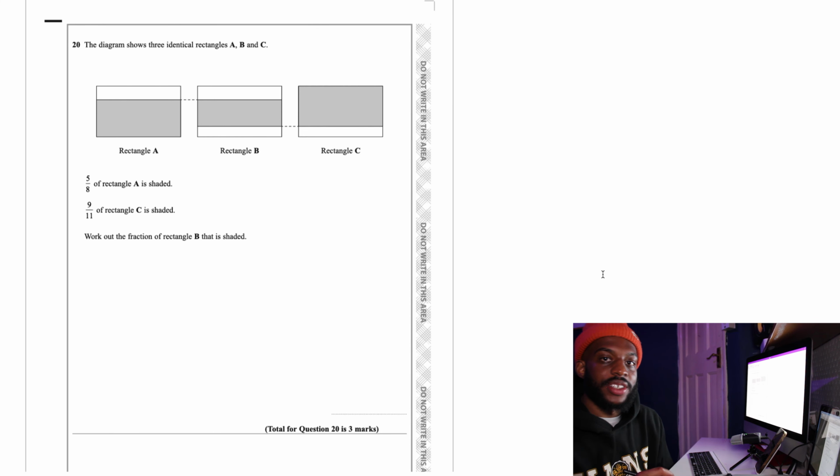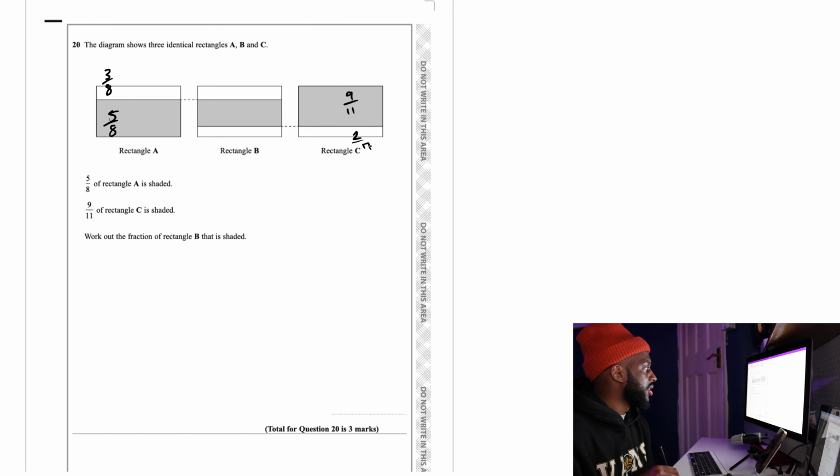Okay, so here we have a fraction question. It says 5/8 of rectangle A is shaded. So I'm just going to put 5/8 there. And then at the top, that means we're going to have 3/8 not shaded. Rectangle C, 9/11 is shaded. So we're going to put that there, which means 2/11 is not shaded.